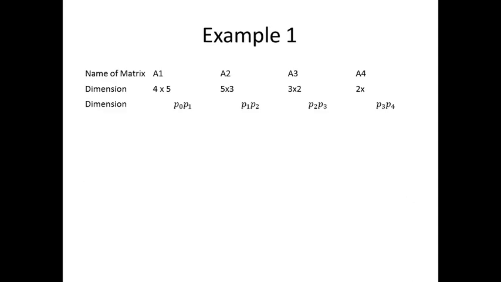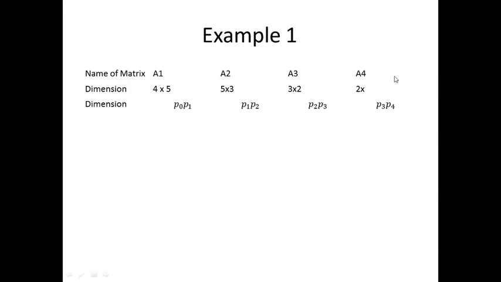Take an example. There are 4 matrices a1, a2, a3, a4, the same example we have seen in the first one. Then you will see the dimensions are 4, 5, 3, 2, 7. Then a1 has dimension p0, p1, and a2 has dimension p1, p2, because the product is a1 dot a2 dot a3 dot a4.